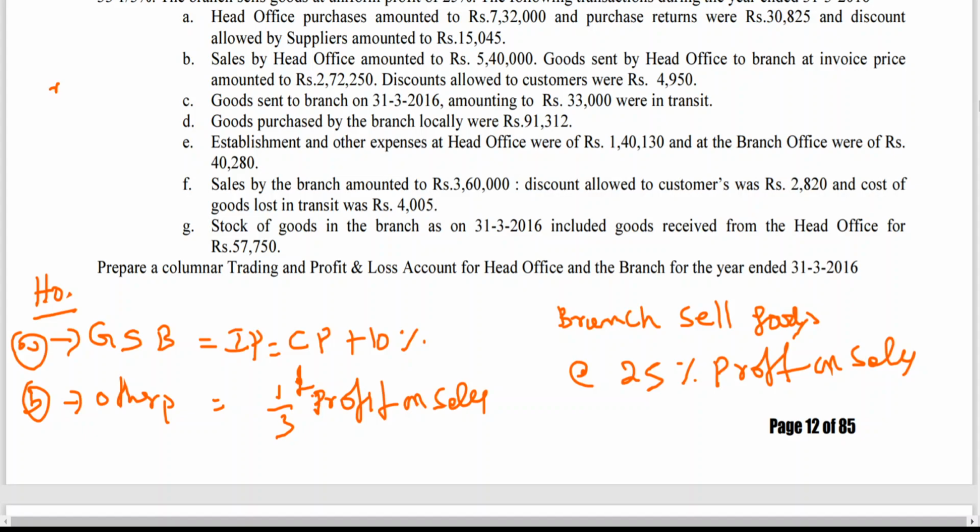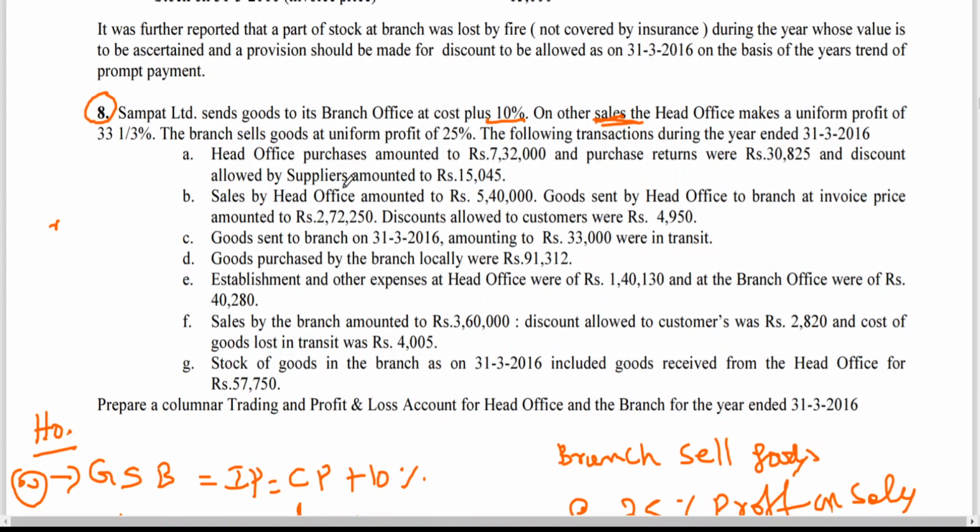Then the next point. Head office purchases amounted to 7,32,000. Sir, why have they given head office information? Because if you look at the problem, prepare columnar trading and P&L account for head office and branch for the year ended 31st March 16. So they are asking you to prepare columnar trading account and P&L account for head office and branch. That means these accounts are being maintained by head office.